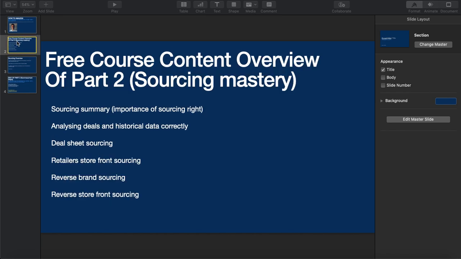Sourcing Mastery. This is the content overview of part 2, sourcing mastery. We're going to get into the importance of sourcing. Then we're going to do analyzing deals and historical data correctly. I'm going to teach you exactly how to use software to analyze historical data correctly to make your buying decisions. Next we're going to go into deal sheet sourcing. I'm just going to show you an example of deal sheet sourcing because that's one of the strategies people use. I've got to go through every single possible strategy you could use. So you've got deal sheet sourcing, then we're going to do retailer storefront sourcing, reverse brand sourcing, then reverse storefront sourcing.